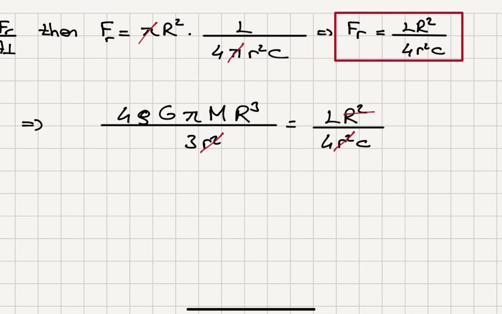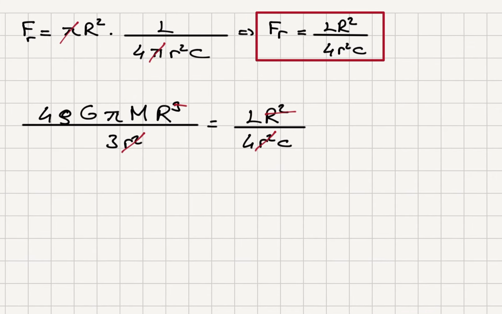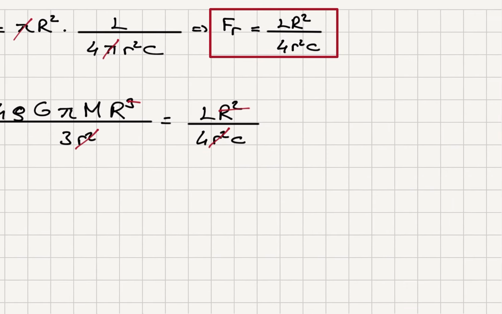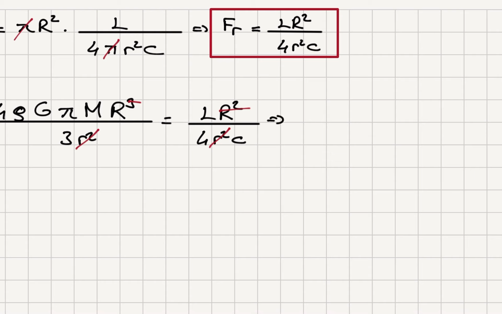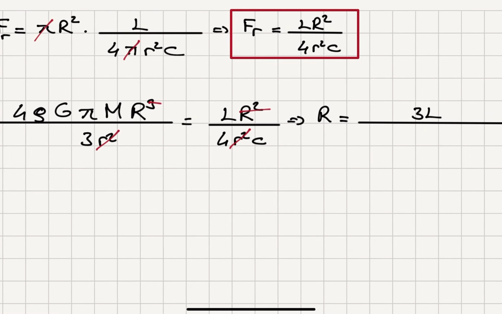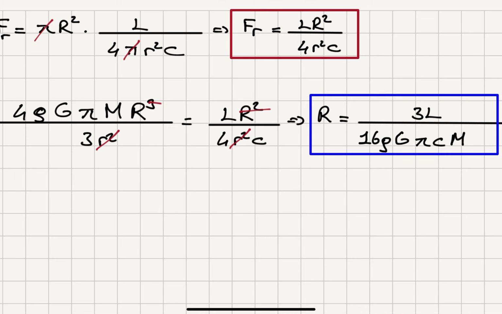This r square will make this r cube r, and we will be left with a critical radius, capital R, equal to 3 times the luminosity L divided by 4 times 4, 16, density rho g, universal gravitational constant, pi, speed of light c, and mass of the sun m. This is our critical radius.